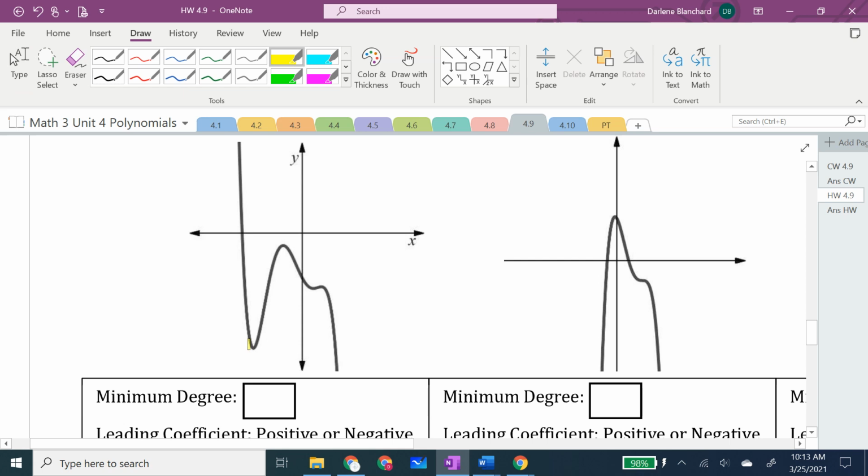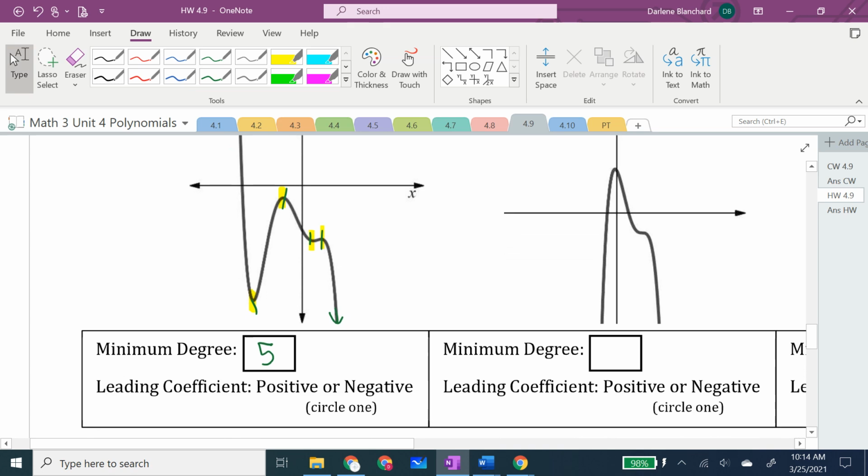You should see 1, 2, 3, 4. That's either a wiggle or it makes a minimum maximum. However you see it, it counts as 2. So that means 1, 2, 3, 4, add 1, 5. Take notice that the ends go in opposite directions. It should be an odd degree. And you have a minimum odd degree of 5. The right end heads down, negative leading coefficient.